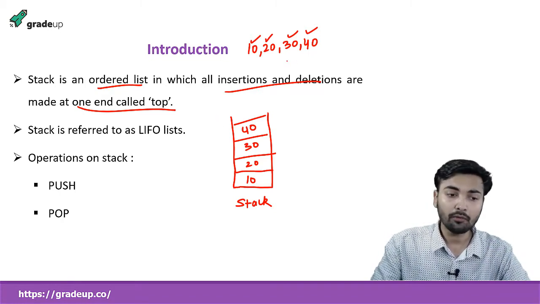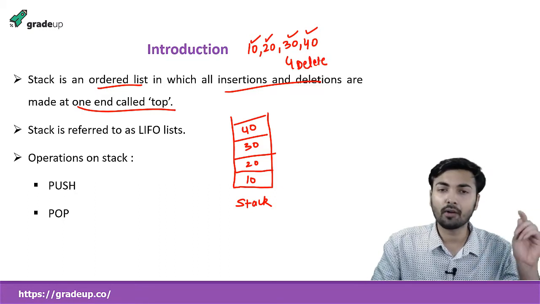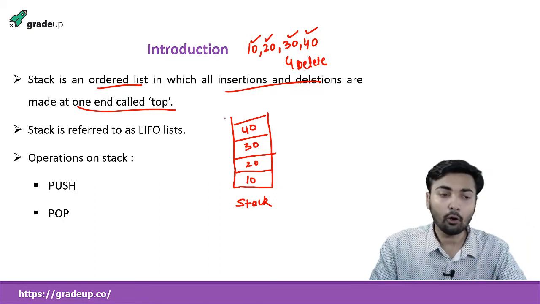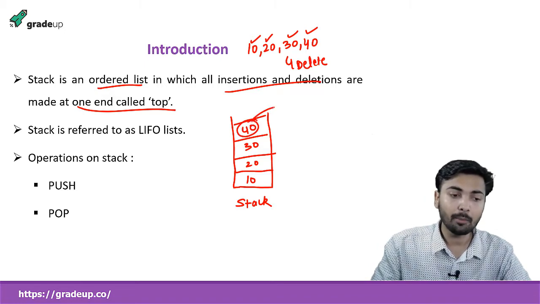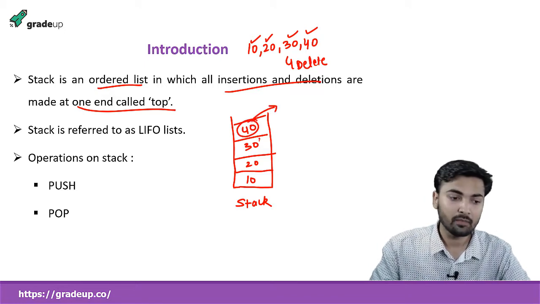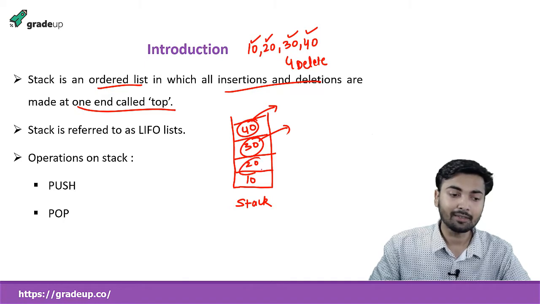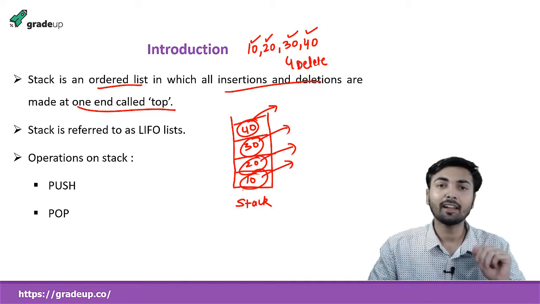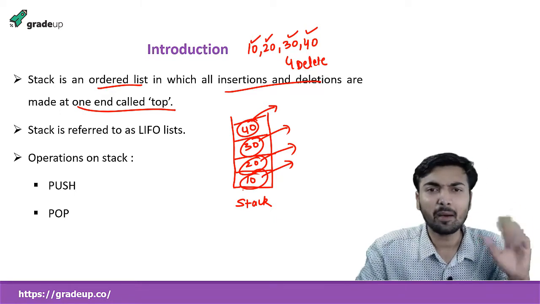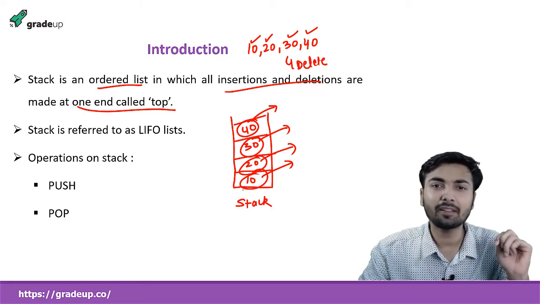Now you want to perform 4 delete operations. How do you perform them? You will first delete 40, then delete 30, then delete 20, and then delete 10. I'll take a basic example to understand the meaning of stack.